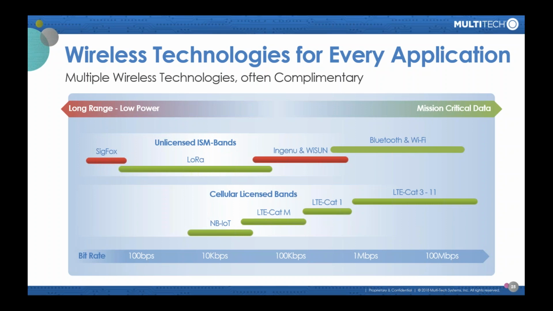You can see the cellular licensed band at the bottom, and I've talked about a lot of that already, so I'm not going to focus much more time on that. But the speeds help as well to give you an idea of what speeds those technologies support if you're considering them.